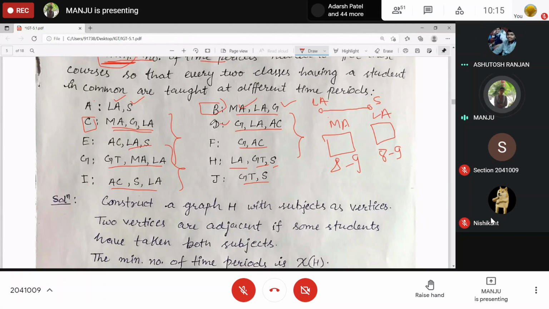By looking at these students, you can just tell me. In the same time slot, that is parallelly, can we offer modern algebra and linear algebra? It may not be 8 to 9, but the same time slot. Can we offer these?